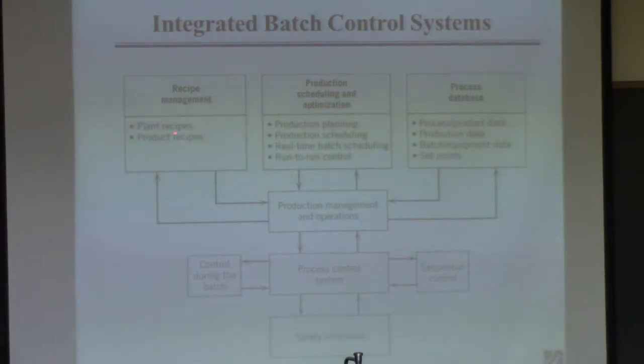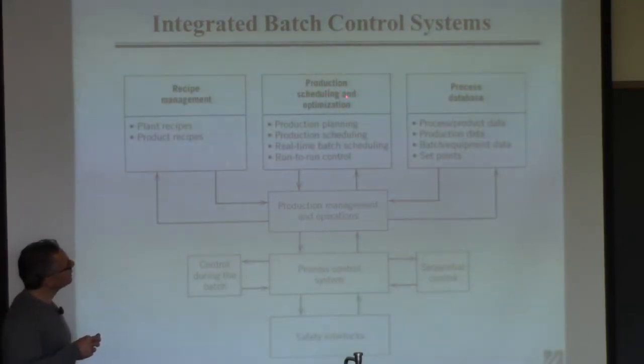How you operate it, what ingredients you use to do that, has to be stored somewhere, right? Because each time you're going to run a new product, you have to load the new recipe in and start making that particular product. You don't depend on people, the operators, to remember this stuff. So then we have the whole thing of production, scheduling, and optimization.